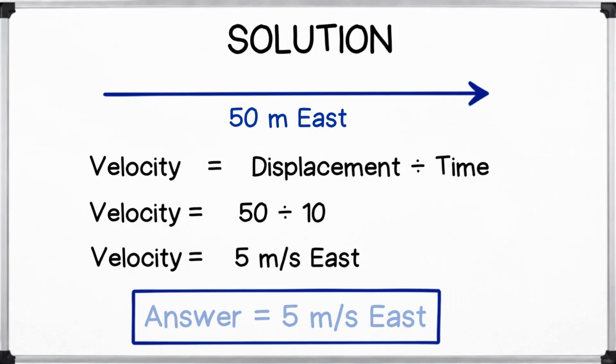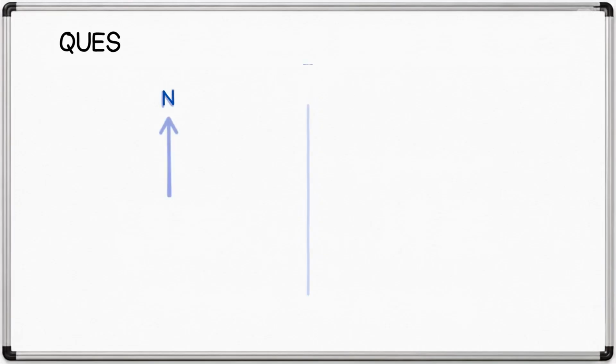So 50 divided by 10 gives 5. Because the student moved east, we must include the direction. Therefore, the velocity is 5 meters per second east. Now let us solve question 3.